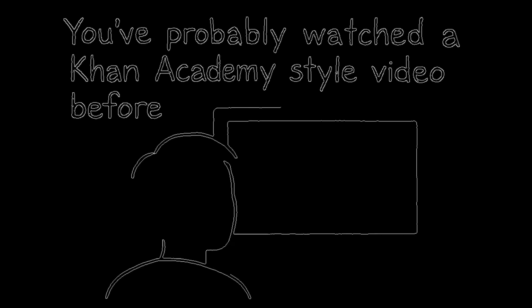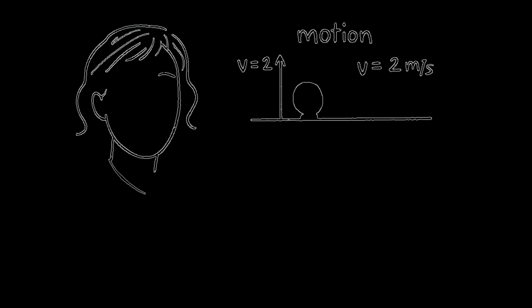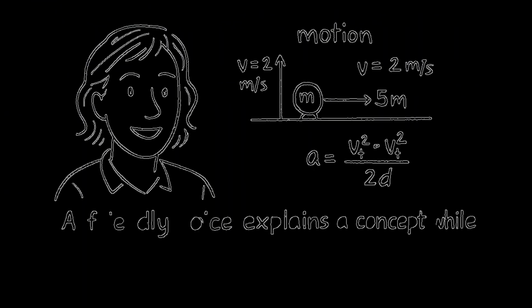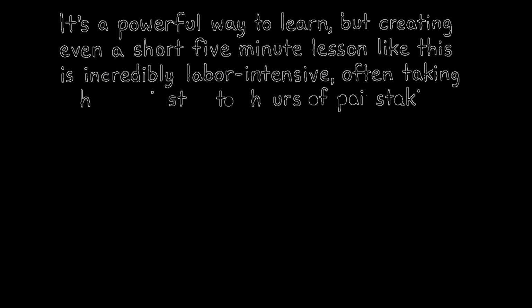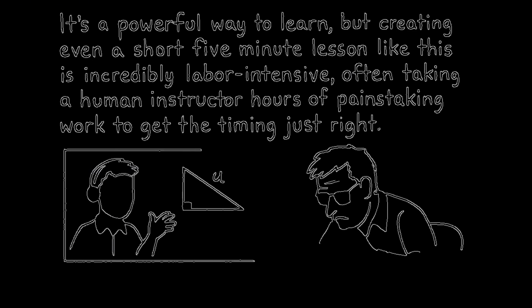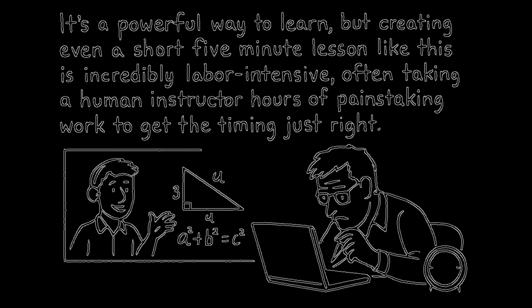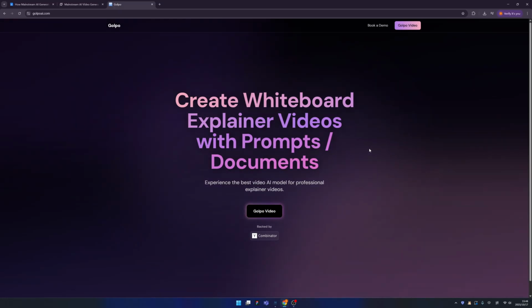Let me give you another example. You've probably watched a Khan Academy-style video before. A friendly voice explains a concept, while diagrams and equations appear on a digital whiteboard perfectly in sync with the narration. It's a powerful way to learn, but creating even a short 5-minute lesson like this is incredibly labor-intensive, often taking a human instructor hours of painstaking work to get the timing just right. As of July 2025, a new research paper proposes a solution. That is pretty cool, right?